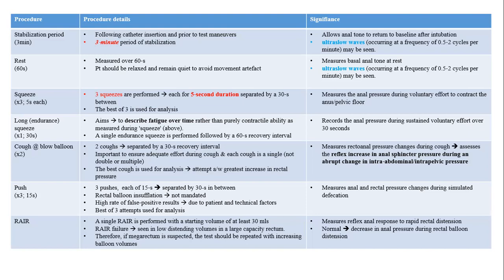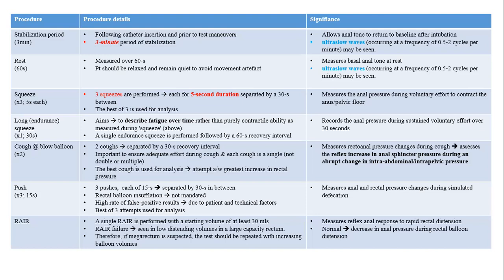Finally, we go towards the push, where the patients are asked to push 3 times for 15 seconds each, and each of them is separated by a 30-second rest interval. The recommendation also says that we can include the rectal balloon insufflation to assist in the push. However, it's not really mandated. So the best out of the 3 attempts is used for analysis. The significance is that it measures the anal and the rectal pressure changes during simulated defecation.